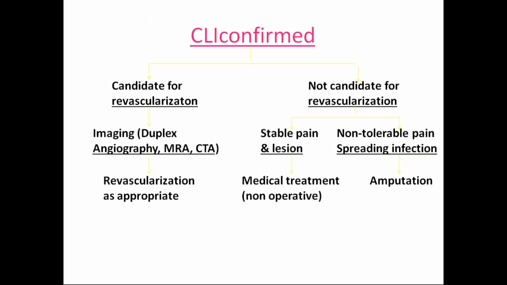So when the candidate is suitable for revascularization, with imaging, that is duplex or angiography, MRI and CTA, then revascularization can be done. If the candidate is not suitable for revascularization, then we control the pain first and the lesions, then medical treatment. If the patient is not responding to treatment also, and there is intolerable pain and a spreading type of infection, then we go for amputations.